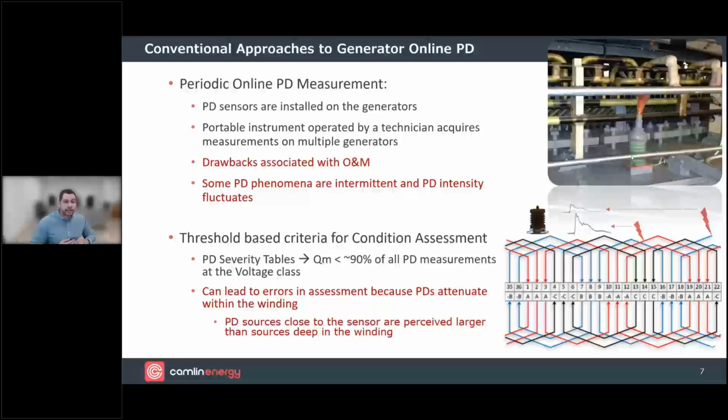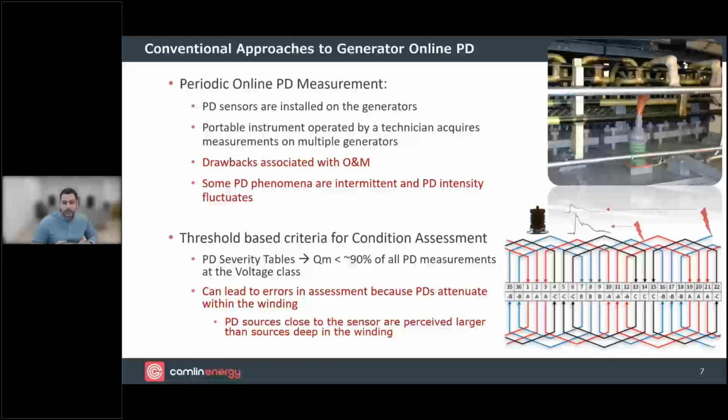Another trait of the conventional approaches to online PD monitoring is the assessment of the discharge based on magnitude. Okay, so many utilities collect the partial discharge data and they look at how the magnitude of those discharges compare to a large population of data in a data set. Generally, utilities would consider, okay, if the magnitude of the discharge is greater than 90% or 80% of all the measurements performed for generators at that voltage class, then that would trigger some warning for them, okay? The problem with that approach, though, is that it can lead to errors in assessment.